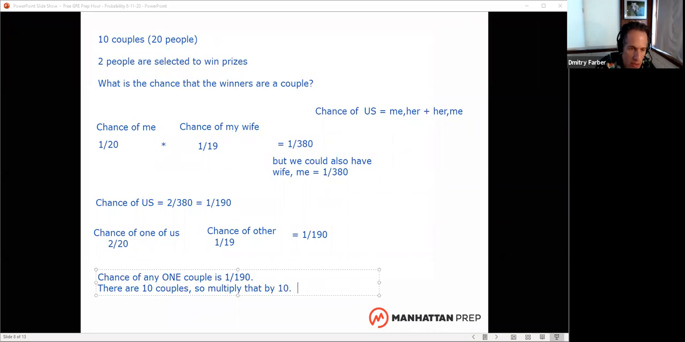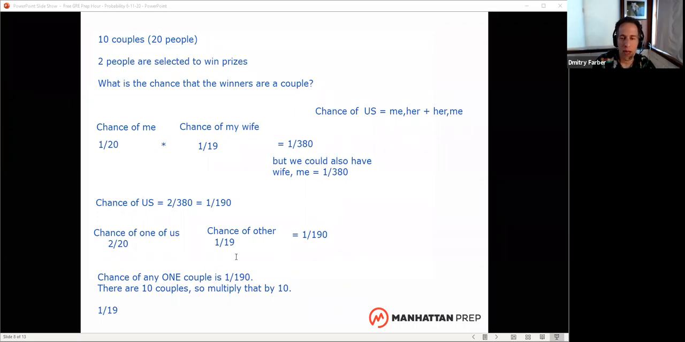Our answer is 1/19. Just like the chance of getting any one combination of dice that would get 8 is 1 out of 36. I could get 2 and 6, that's 1 out of 36, 3 and 5 is 1 out of 36, etc. There's 5 of those different combinations that'll work, so that's 5 out of 36.